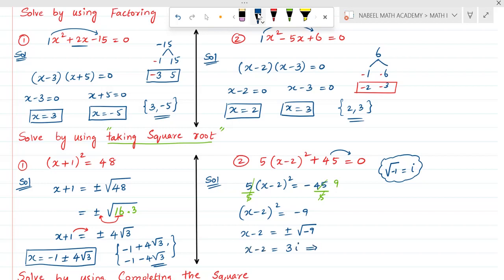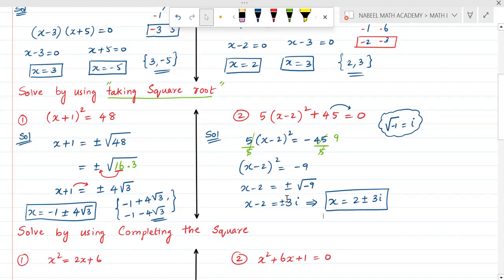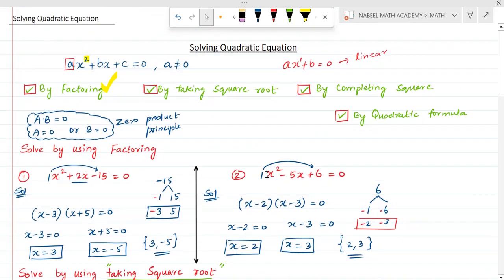So this is x minus 2. If I move the minus 2 to that side, it becomes plus 2, and this is plus or minus, so 2 plus or minus 3i. So you will have two solutions here. One is plus, another one is minus: 2 plus 3i, 2 minus 3i. So this is the second technique, how to solve by taking the square root.